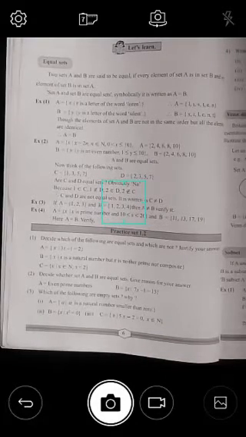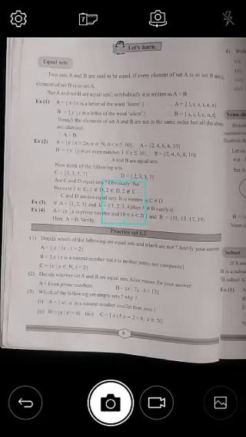What are equal sets? Now if we have two sets A and B, and if all the elements of A are present in B, or all the elements of B are present in A, then we say that the sets are equal, that is, A is equal to B.